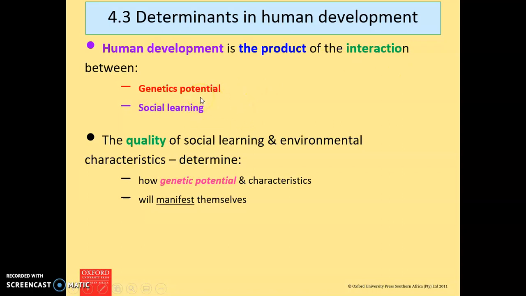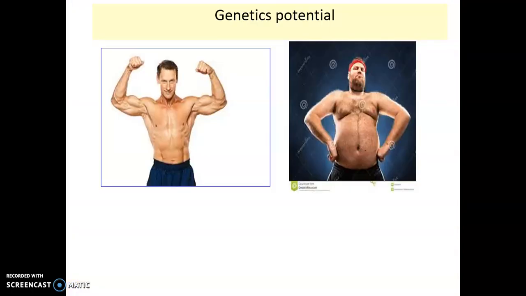Like I mentioned, genetic potential refers to the genetics that we inherit from our parents. Social learning is the influence from the environment that we learn from. So human development is not based just on genetics, but also on social learning. The quality of social learning and environmental characteristics determine how genetic potential manifests. Basically, every one of us has genetic potential. If we want to become fat, or thin, or whatever, we were genetically born with all those things. However, our genetic potential will not manifest itself without a conducive environment.